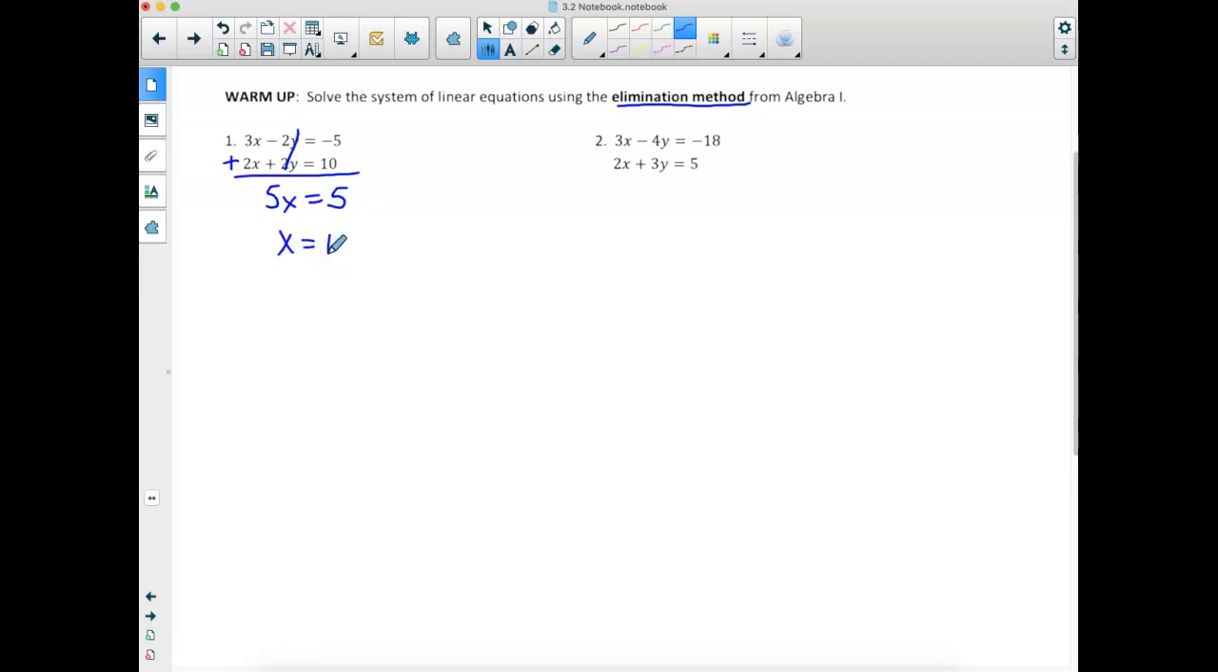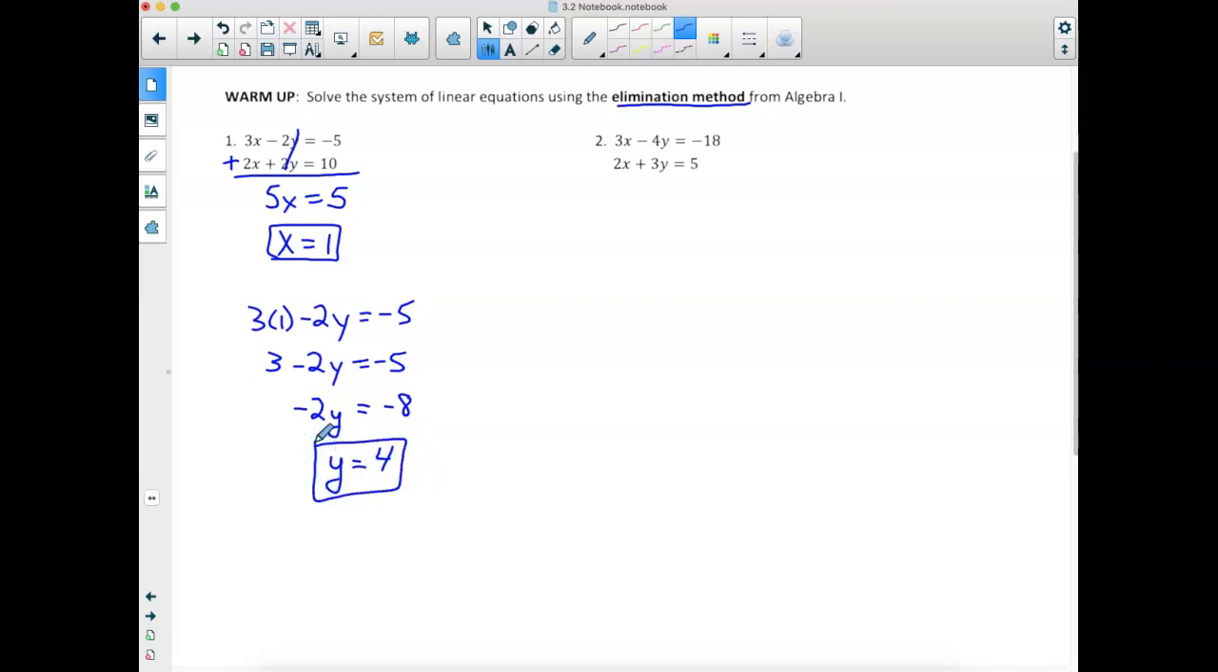And now that I have x equals 1, I'm going to use either original equation. Just for fun, I'm going to use the top one. And anywhere I see an x in it, I'm going to plug that x in. So I'm going to have 3 times 1 minus 2y equals negative 5. Well, that gives me 3 minus 2y equals negative 5. Smartboard is being dumb. So negative 2y actually is going to equal negative 8. So y equals 4, right? So I get an x equals 1, a y equals 4.